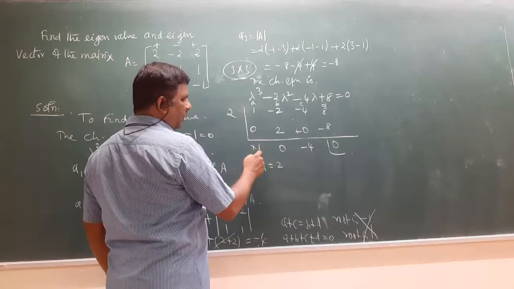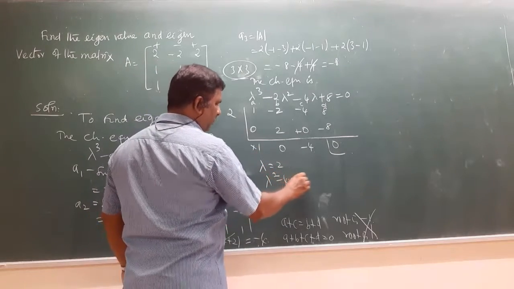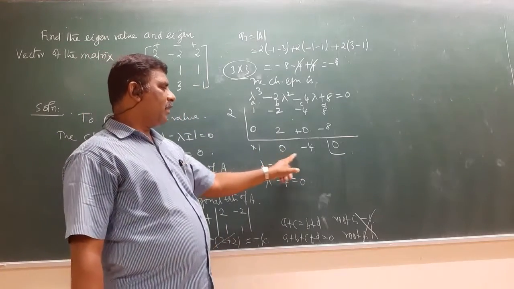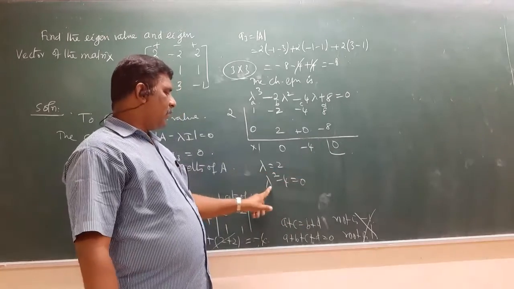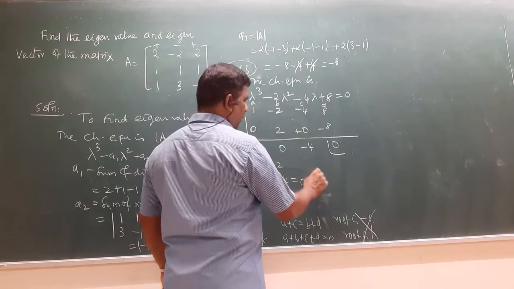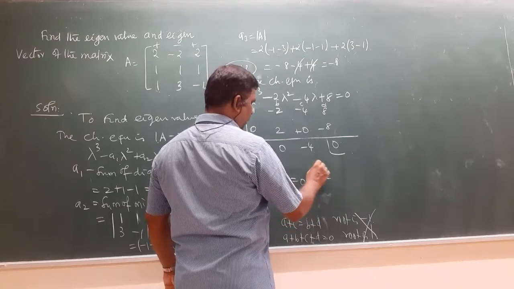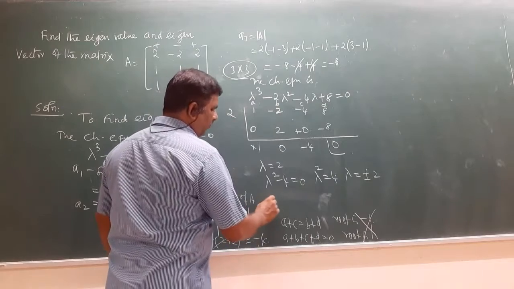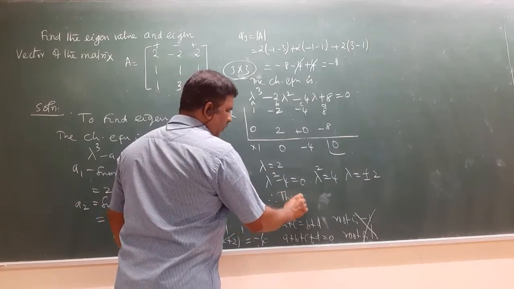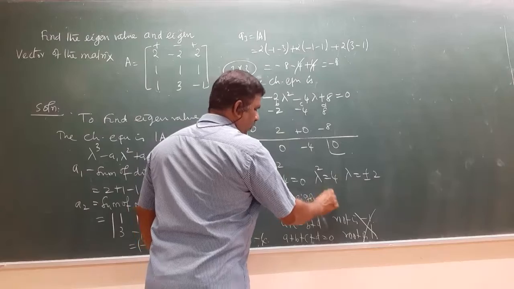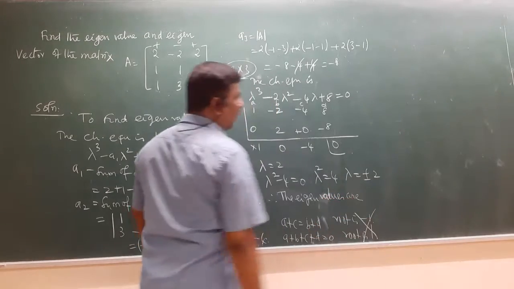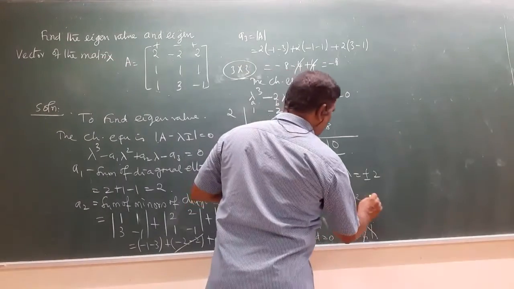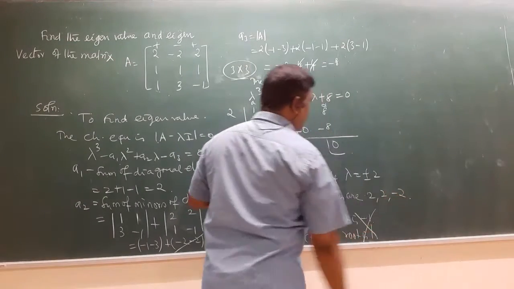Then you have to write lambda square minus 4 equal to 0. These are the coefficient of lambda square, the coefficient of lambda, and the constant. Therefore, lambda square minus 4 equal to 0. Therefore, lambda square equal to 4, lambda equal to plus or minus 2. Therefore, the eigenvalues are 2, 2, minus 2.